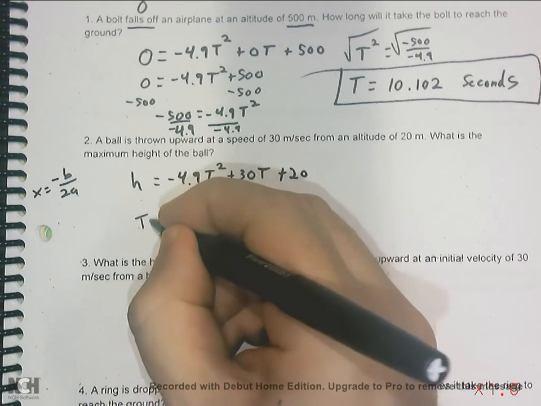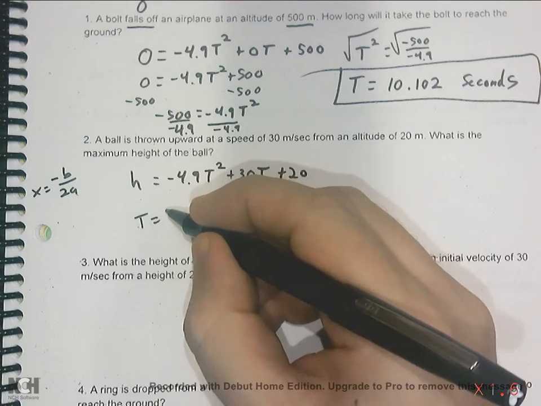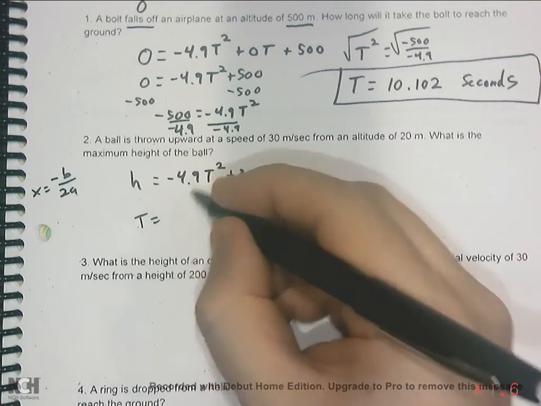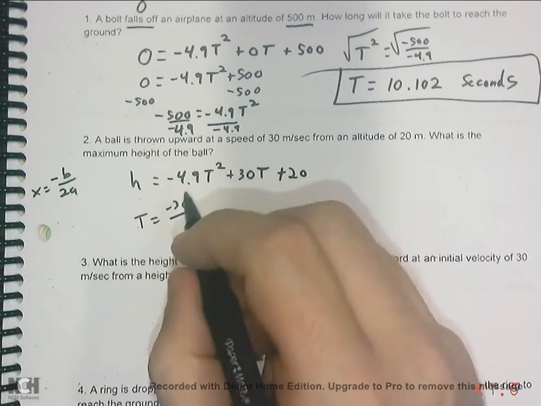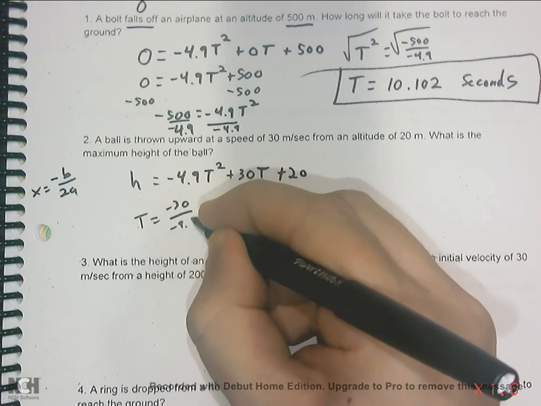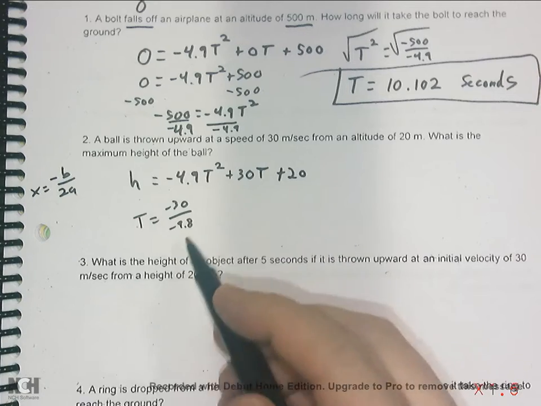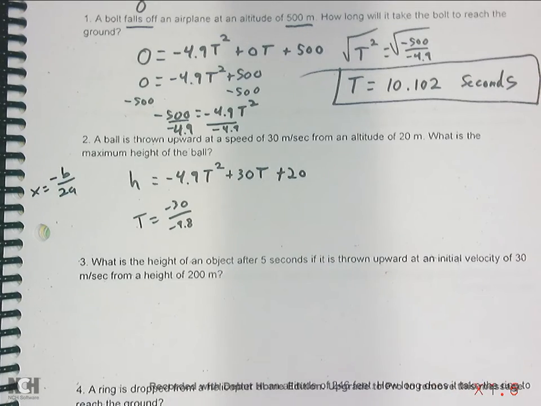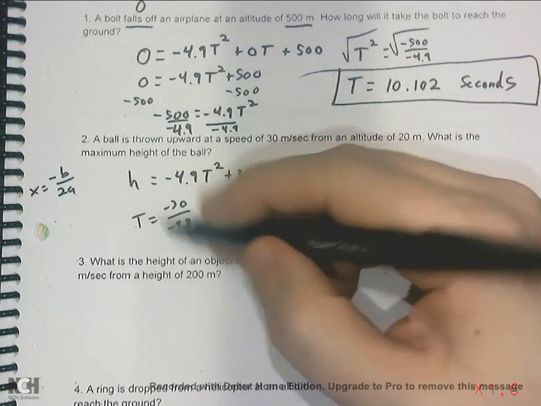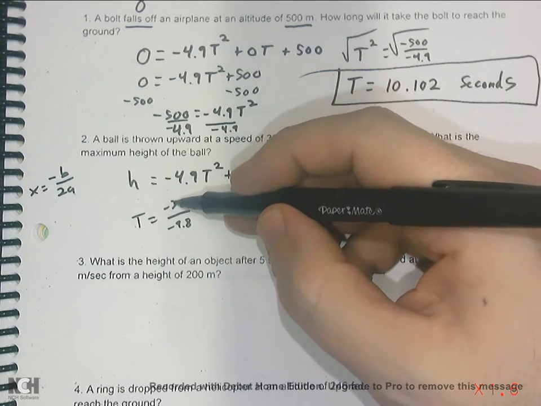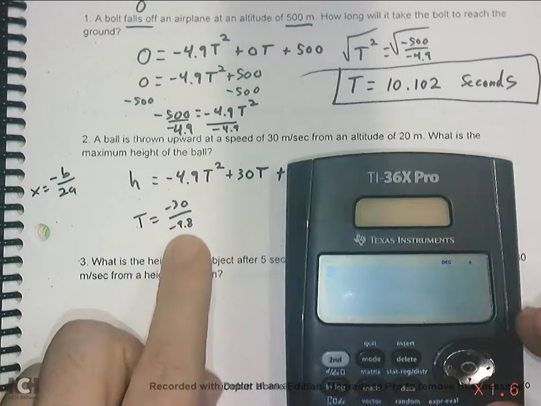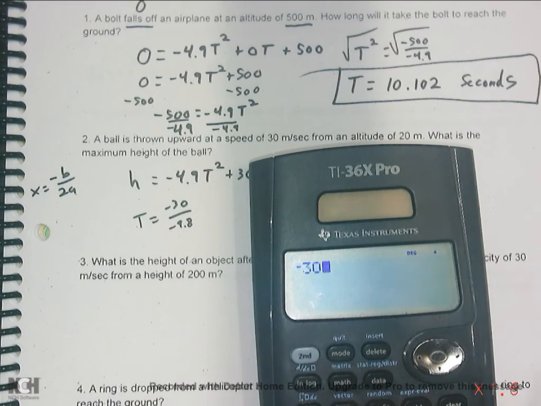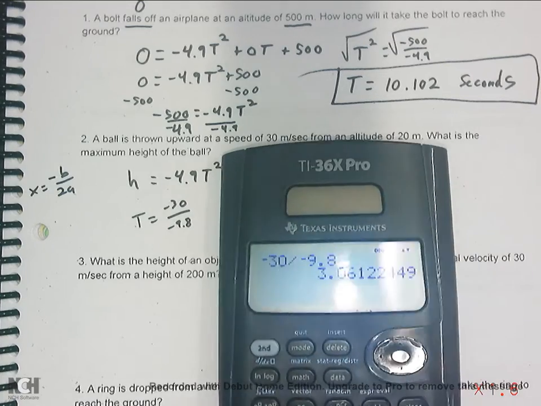T is equal to, let's see, negative 30 over 2 times negative 4.9, which would be negative 9.8. Okay, which is close to what the actual value of gravity is here. And then I would divide those, and I'm going to get a not so nice number. Negative 30 divided by negative 9.8 is 3.06, blah, blah, blah.